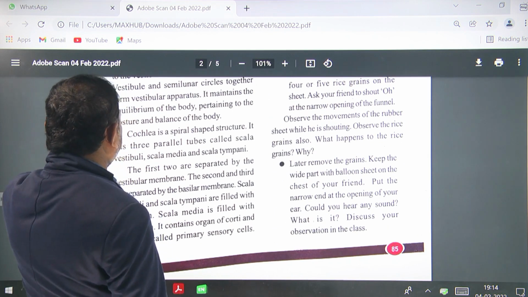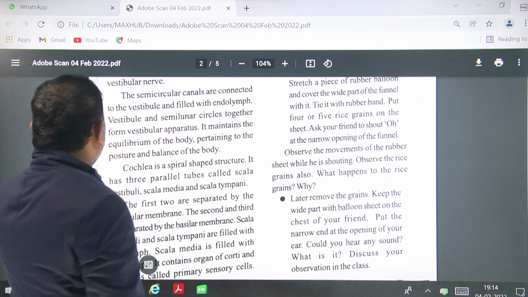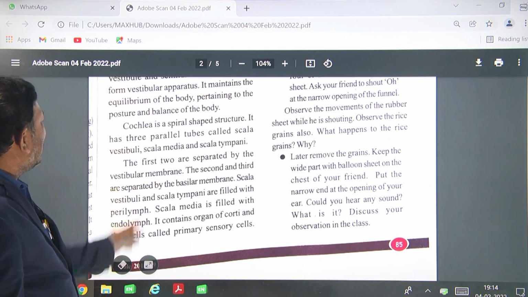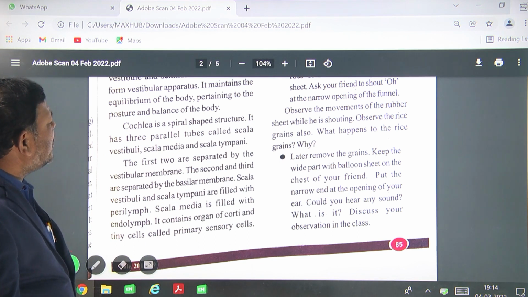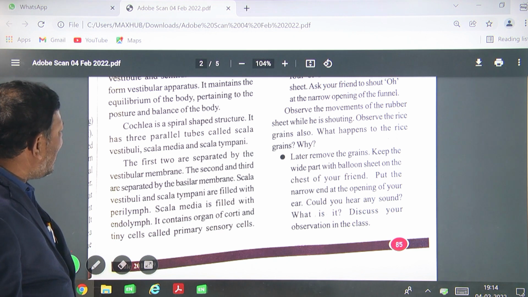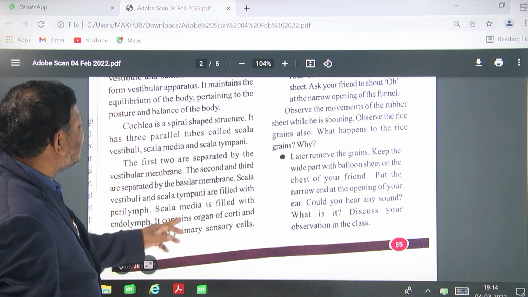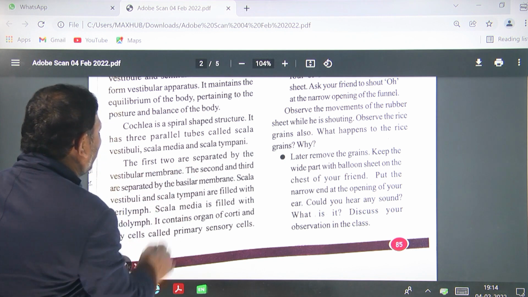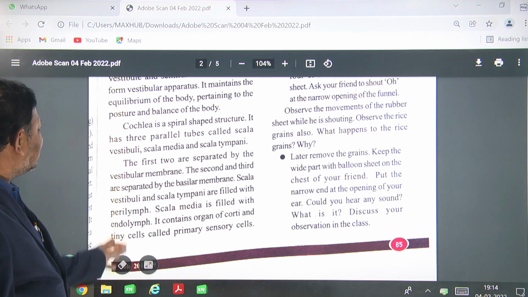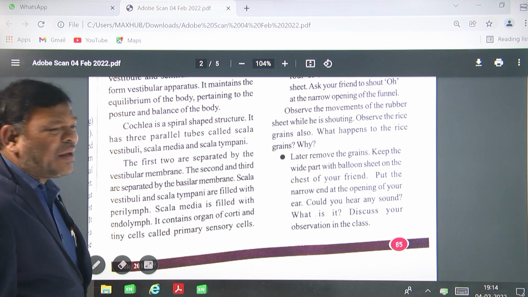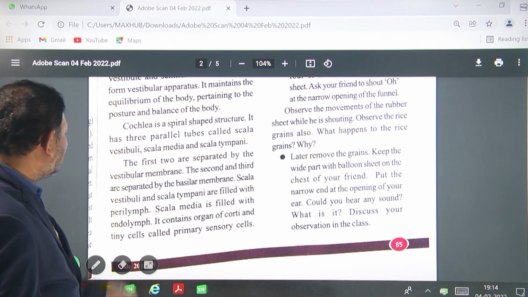Now you can see the cochlea is a spiral shaped structure. It has three parallel tubes called scala vestibuli, scala media and scala tympani. The first two are separated by the vestibular membrane, and the second and third are separated by the basilar membrane. Scala vestibuli and scala tympani are filled with perilymph. The scala media is filled with endolymph.